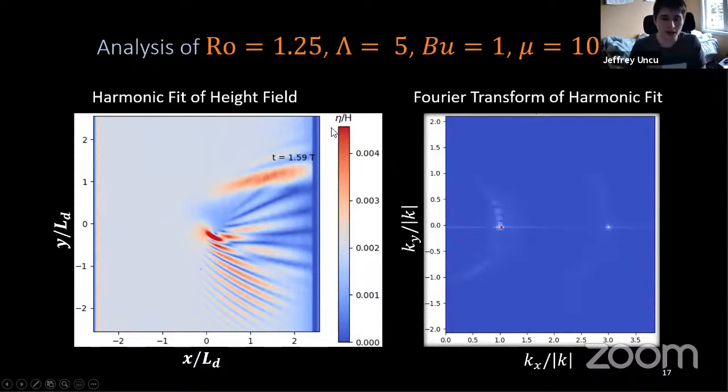Here on the left, I'm showing a harmonic fit of the height field. I fit every point with the frequency of the wave that was forced, and I just take the absolute value, which gives us an idea of what the amplitude looks like in the height field in this interference pattern. We get this characteristic result where you have one beam on the top of the vortex and then alternating beams on the bottom.